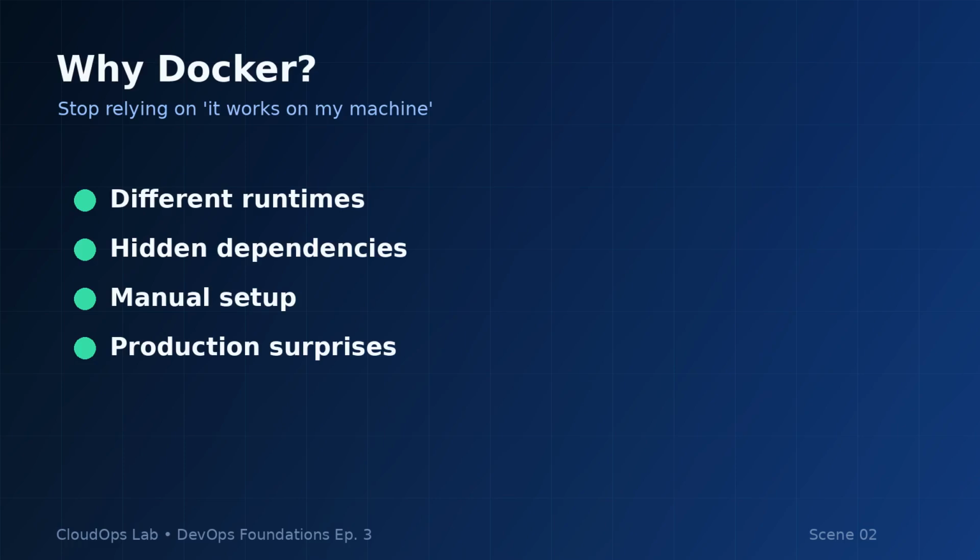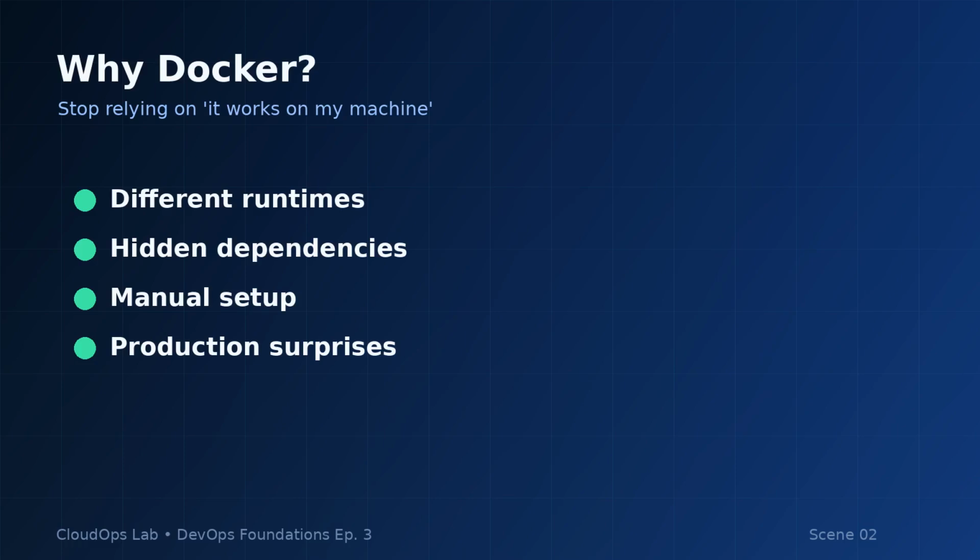Instead of only saying, "Here is my code," you say, "Here is my application image." It includes the app, the runtime, and the startup command. The heart of Dockerizing an app is a file called Dockerfile. A Dockerfile is a recipe for building an image. It tells Docker what base image to start from, what files to copy, what dependencies to install, and what command to run when the container starts.